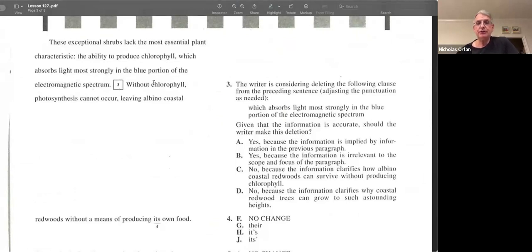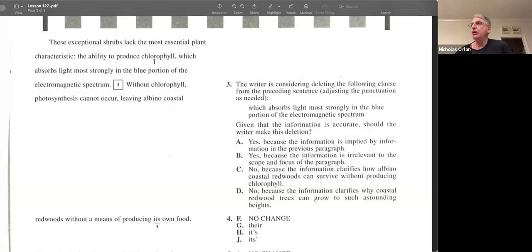Okay, question 3. The writer is considering deleting the following clause from the preceding sentence, adjusting the punctuation as needed. This clause, which absorbs light most strongly in the blue portion of the electromagnetic spectrum, the writer is considering deleting it. Given that the information is accurate, should the writer make this deletion? Yes, because the information is implied by the information in the previous paragraph. No, it's not. It's not implied. Yes, because the information is irrelevant to the scope and focus of the paragraph.